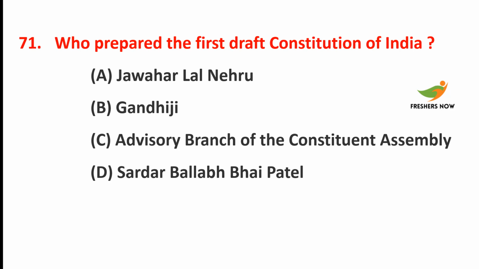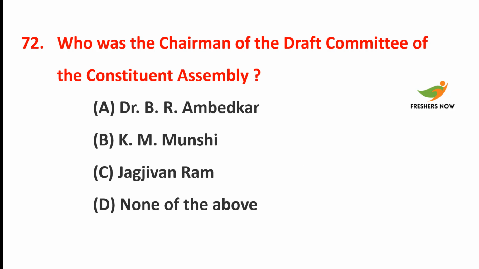Who prepared the first draft Constitution of India? And the answer is C, Advisory Branch of the Constituent Assembly. 72nd question. Who was the chairman of the draft committee of the Constituent Assembly? And the answer is A, Dr. B.R. Ambedkar.